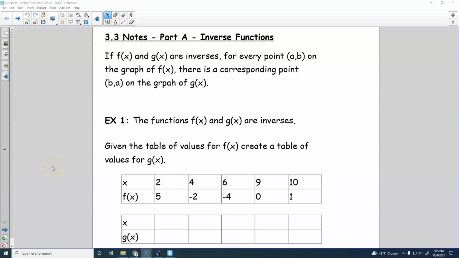Okay, so what we're looking at today is derivatives of inverses. But before we can do derivatives of inverses, we have got to run over a few things about just inverses.